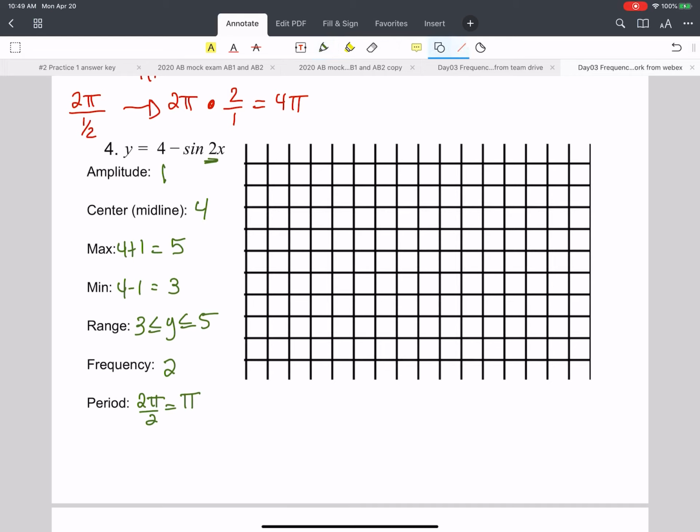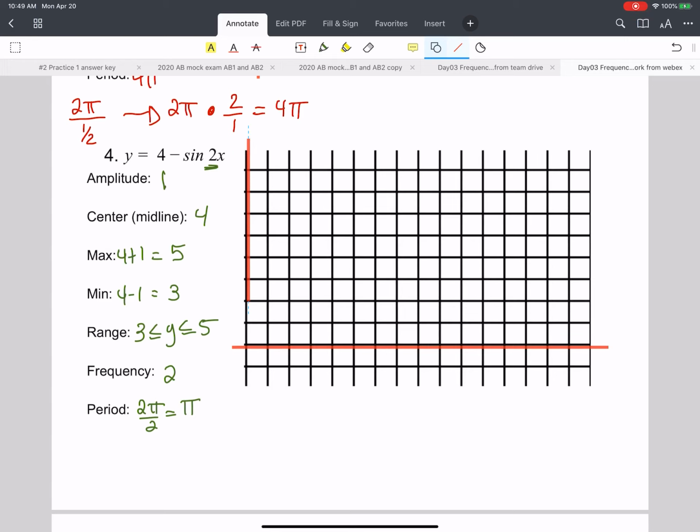Okay, let's get this done. Since this is going from 3 to 5, it's really up there, so I don't really need much. Okay, all right. So now I start at my midline. My midline's at 1, 2, 3, 4. And my range, because the amplitude's just 1, and this is 5. So I like to mark my center with a little dash line. Okay, now I'm just going to graph it.